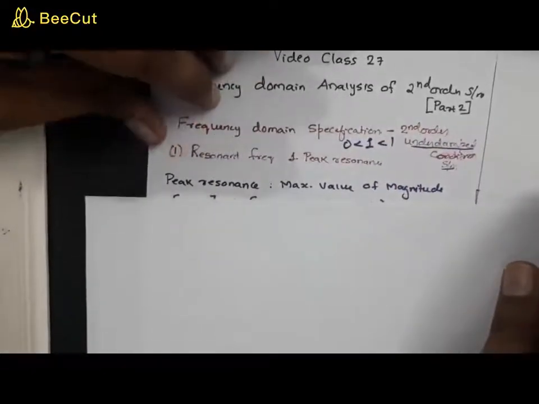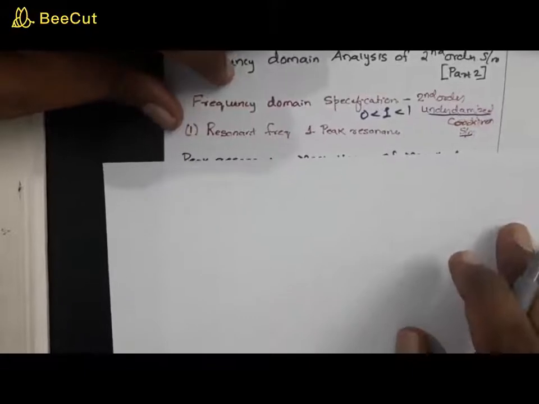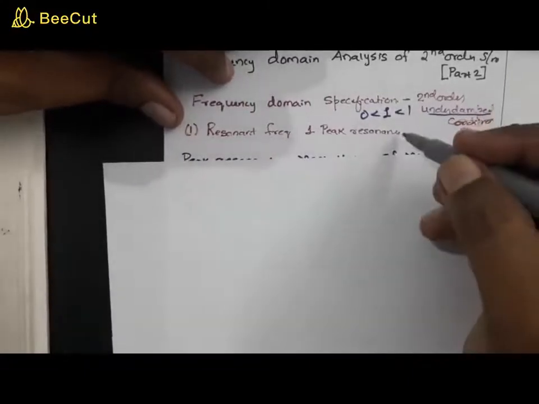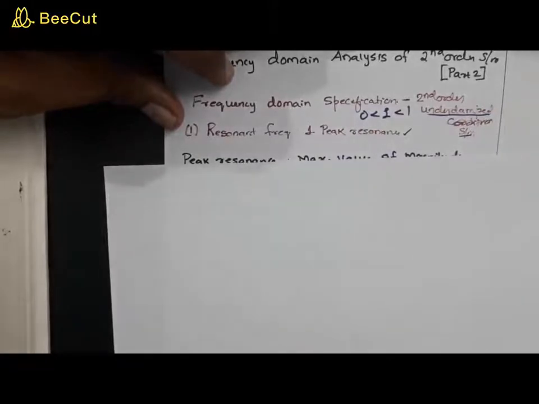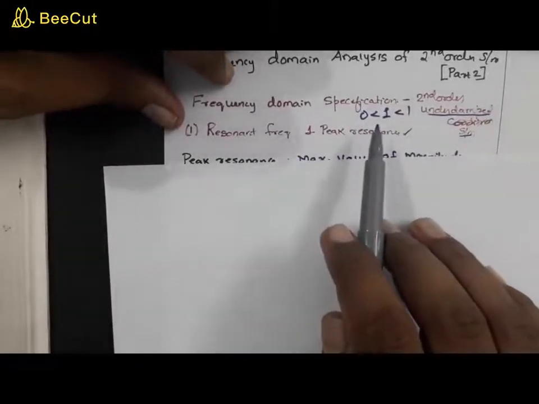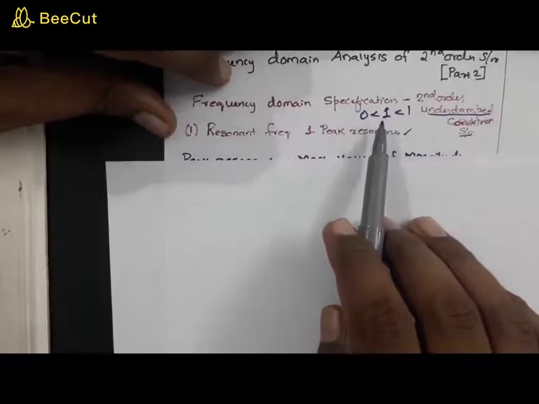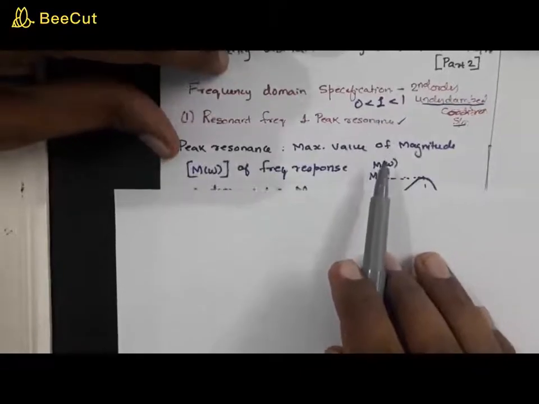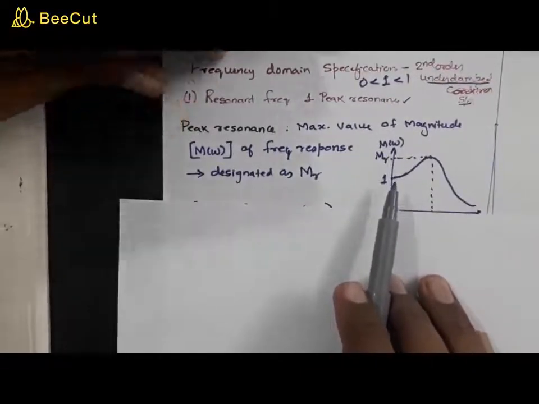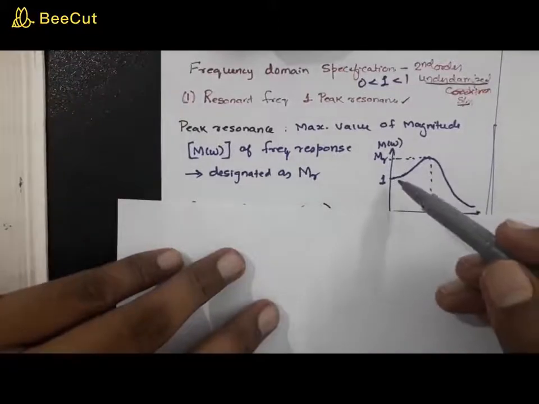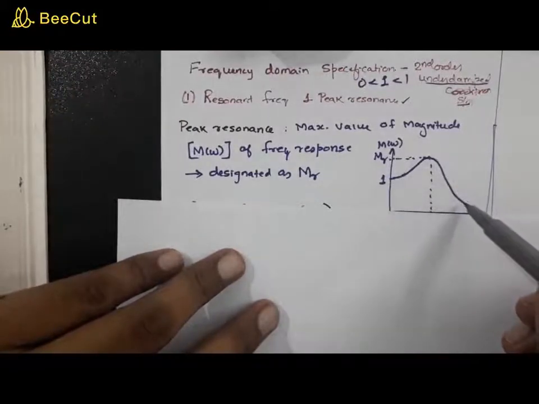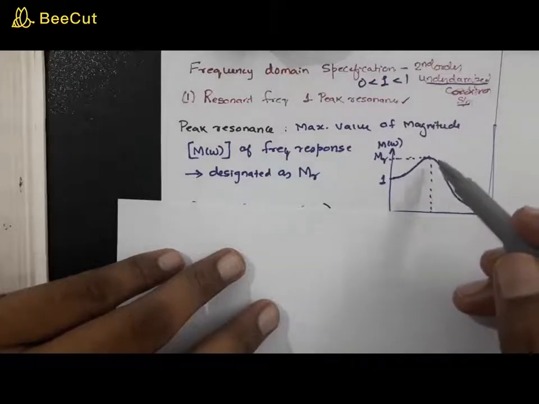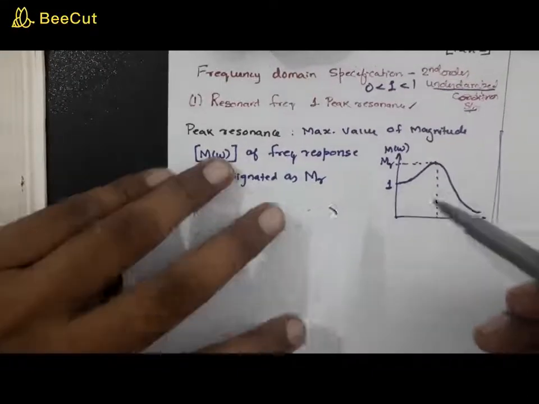Now the first specification that we are going to study is the peak resonant frequency and peak resonance. And I have explained there what is this resonant frequency. Okay, so the peak resonance, you might be remembering, as shown, you have got a frequency response like this. If you have any doubts, you may just refer to the previous video. So this is how it is.